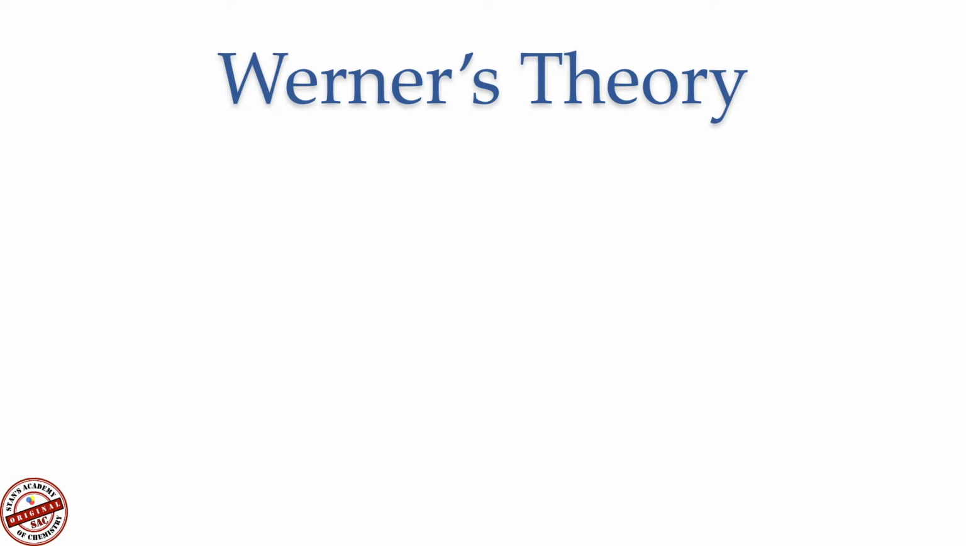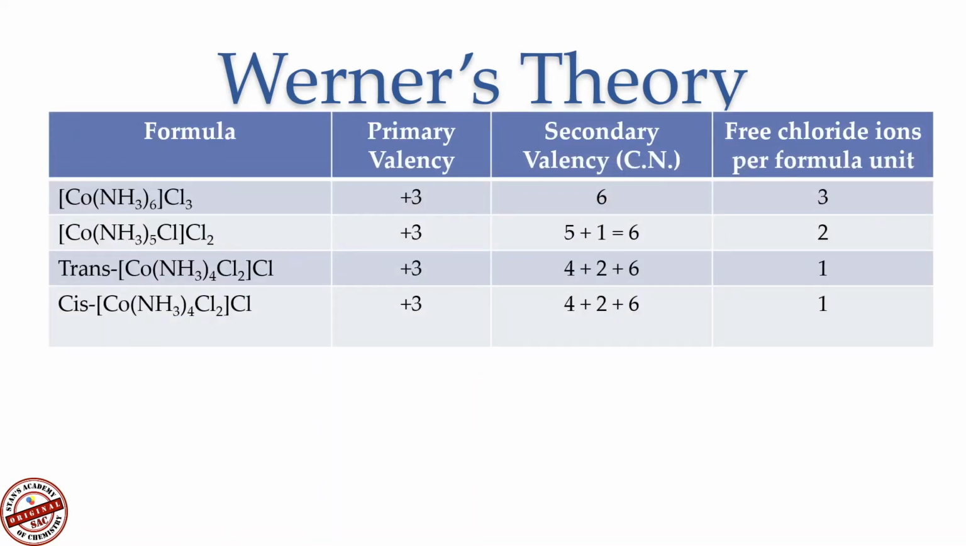Werner's theory. Alfred Werner is a scientist who did extensive study on the behavior of complexes and compounds, and he tried to explain them. In order to do that, we can look at the same examples that we had seen in the previous slide. If you determine the oxidation number of cobalt in all of them, you'll find that the valency is going to be +3.